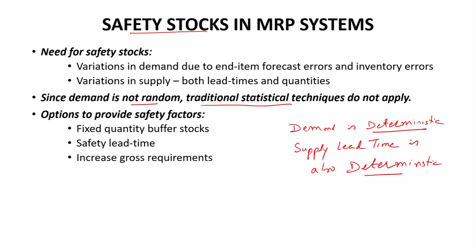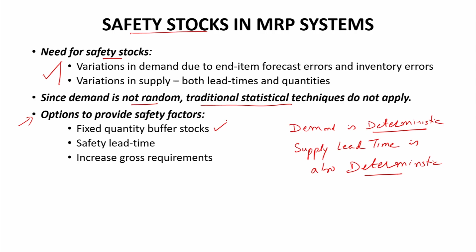So, why we need safety stock? As I said, variation in demand due to end item forecast error and inventory errors, or variation in supply, both lead times and quantities. There may be uncertainty in lead time, there may be uncertainty in quantities supplied by the supplier. So, what are the options available to take care of these situations? We can have fixed quantity buffer stock.